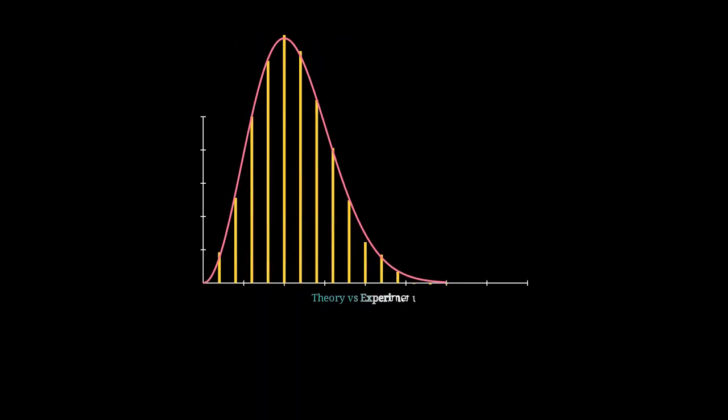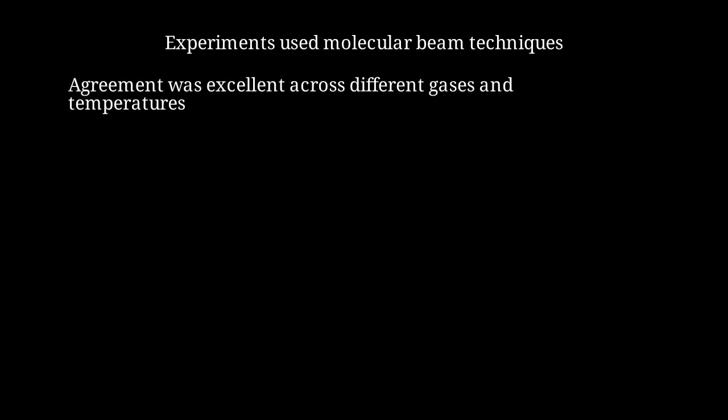The true power of Maxwell's theory emerged when it was tested against experimental data. When experimental speed histograms shown as bars were plotted against Maxwell's theoretical curve, the match was remarkably close. Early experiments used molecular beam techniques, allowing molecules to escape through a small hole and measuring their speeds. The agreement was excellent across different gases and temperatures, validating Maxwell's theoretical framework.